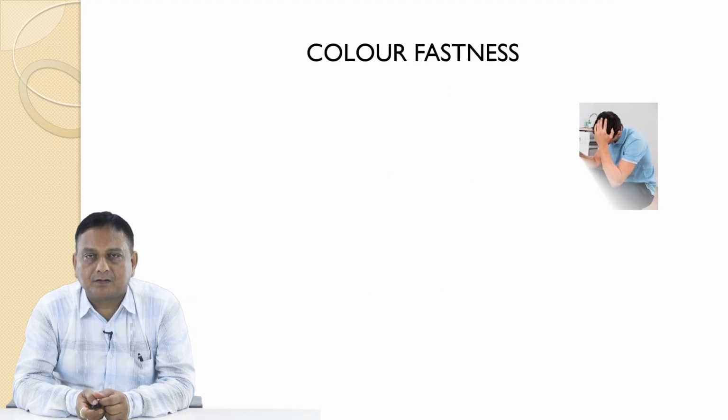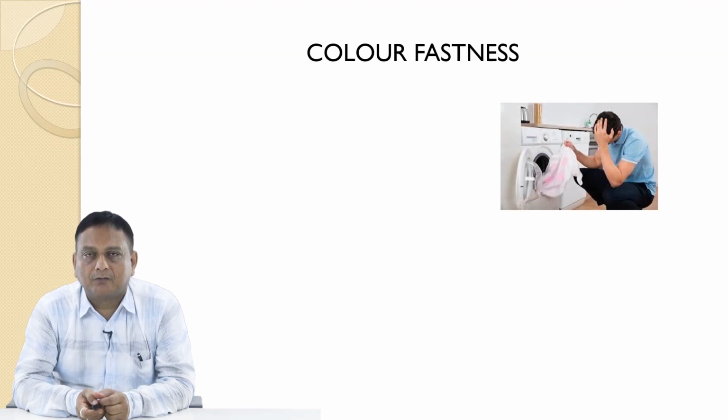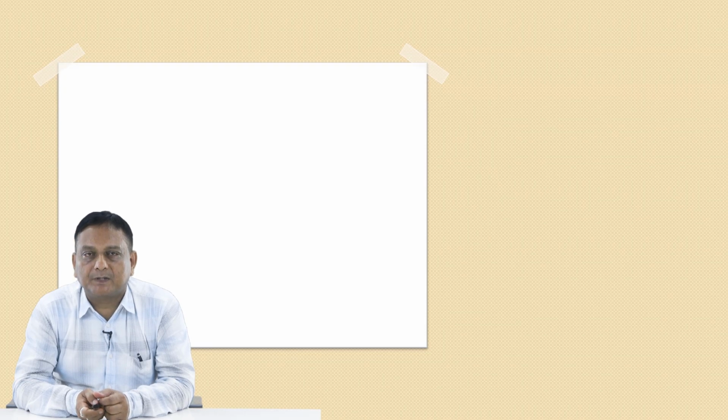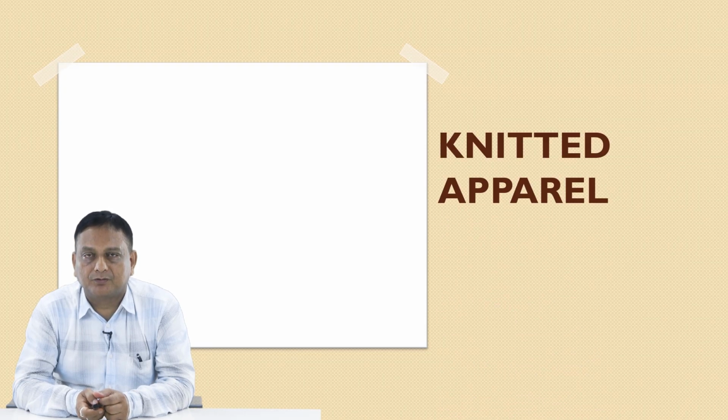Now colorfastness, of course, since nobody wants fading of the color after washing. So different examples are there of how color bleeding takes place in multi-fiber strips. So colorfastness plays an important role in the garment.